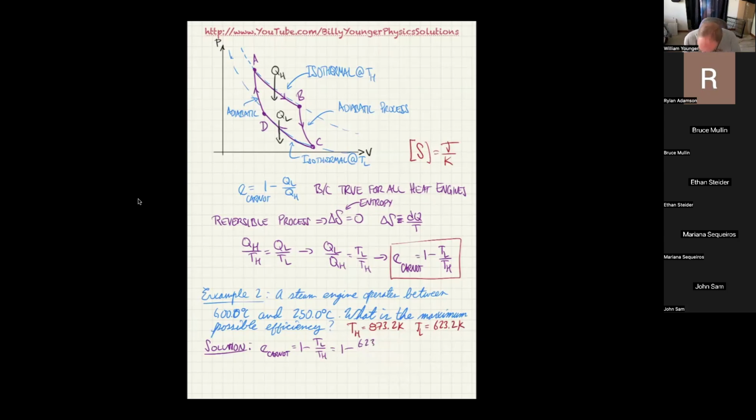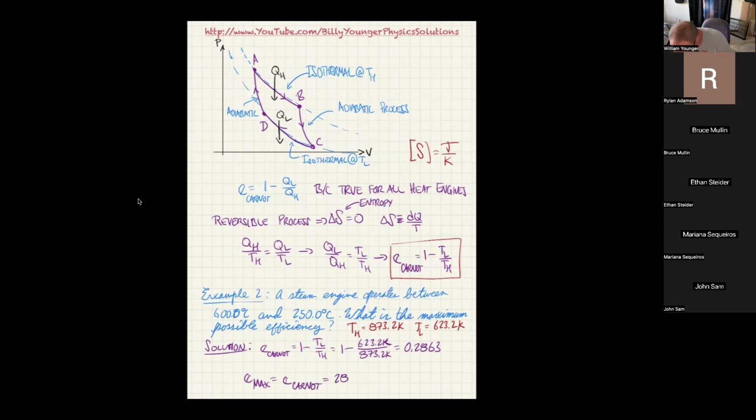So 623.2 Kelvin over 873.2 Kelvin. So 1 minus parentheses 623.2 divided by 873.2 close parentheses. That gives me 0.2863. So the efficiency max is the efficiency of the Carnot engine, which equals about 28.